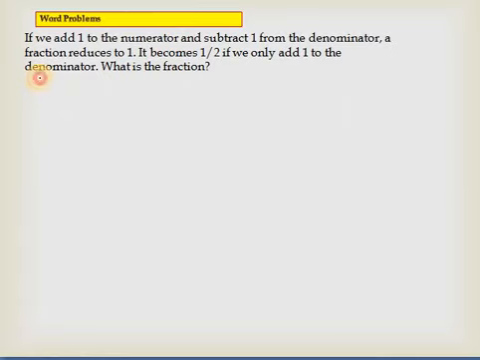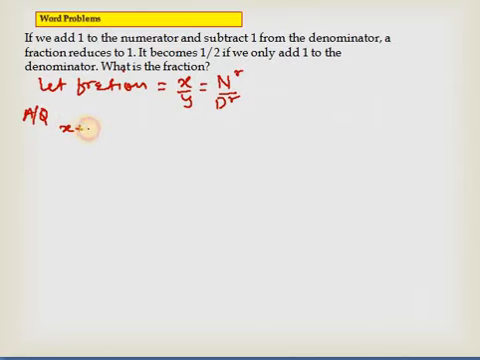So first thing is, let the fraction be equal to x upon y. That means numerator upon denominator. So this is the numerator and this is the denominator. Now according to the question, I can write here: if we add 1 to the numerator, that means x plus 1, and subtract 1 from the denominator, that means y minus 1, then the fraction reduces to 1. So this is how we can create the first equation.